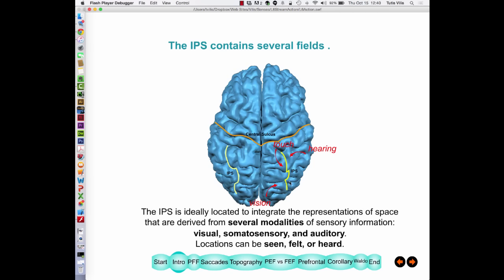Now, they all have to get somehow coordinated. So when things are relative to the eye and when things are relative to the body, you want to reach for it, you've got to get into some sort of common frame. And that's all done along this IPS.